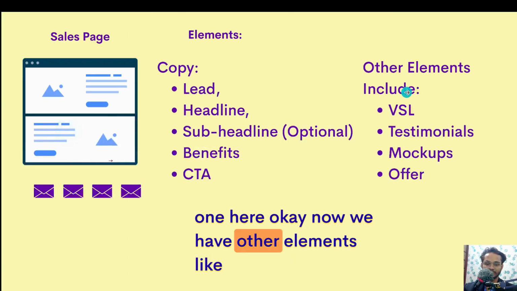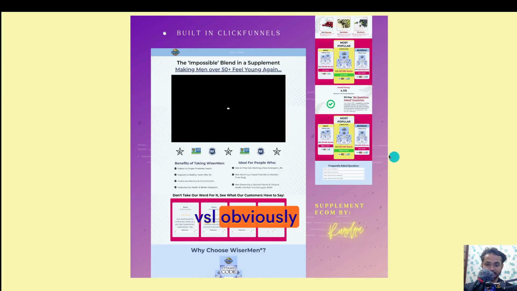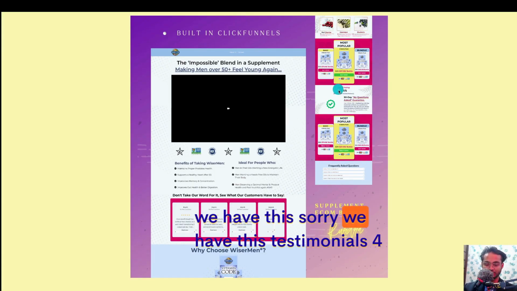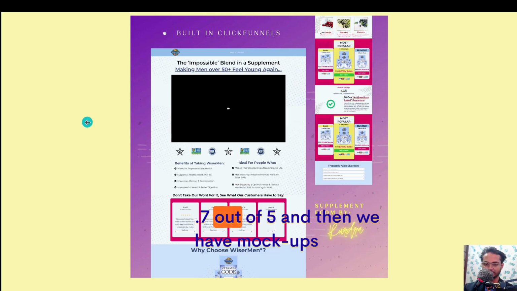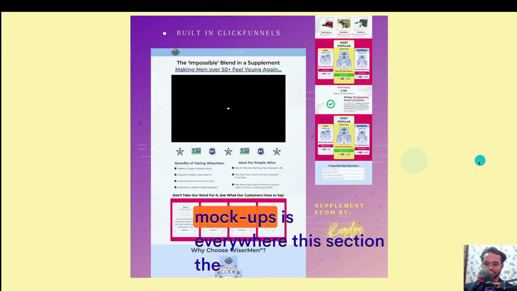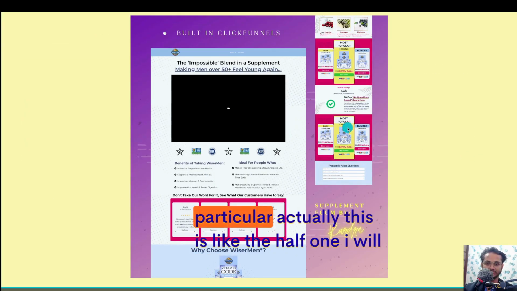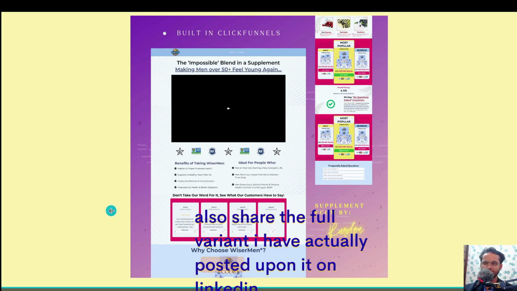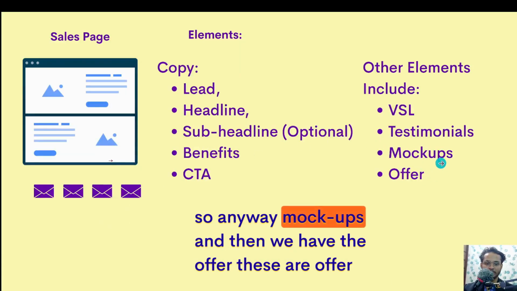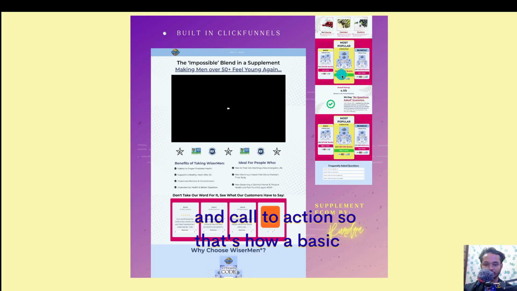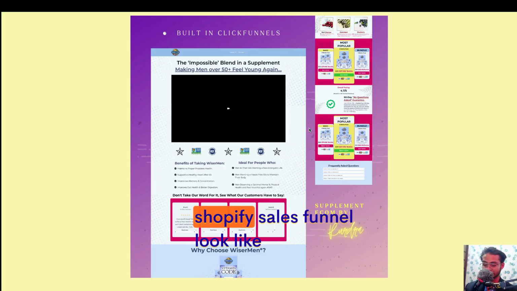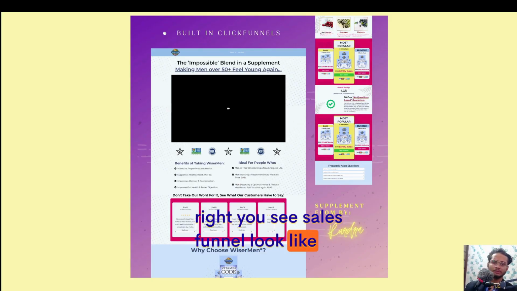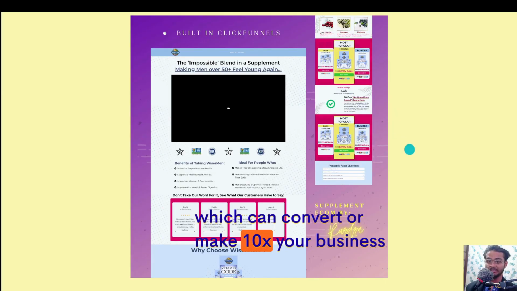Now we have other elements like the VSL, obviously, and testimonials. We have these testimonials, 4.7 out of 5. And then we have mockups. Mockups are everywhere in this section. Actually, this is only the half version. I will also share the full variant. I have posted it on LinkedIn. So anyway, mockups, and then we have the offer. These are the offer and call to action. So that's how a basic Shopify sales funnel looks like, which can convert or 10x your business.